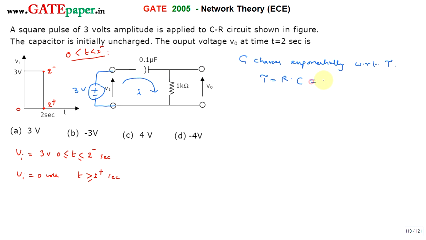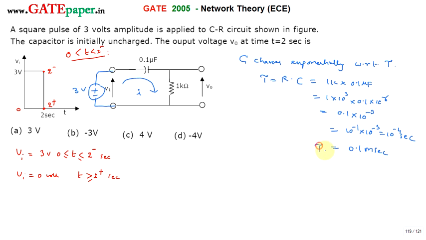That R and C is 1K multiplied by 0.1 microfarad. So this is 1 into 10 power 3 into 0.1 into 10 power minus 6, that means 0.1 into 10 power minus 3. 0.1 can be written as 10 power minus 1, so 10 power minus 1 into 10 power minus 3 is 10 power minus 4 seconds, or 0.1 milliseconds. Tau is equal to 0.1 milliseconds.